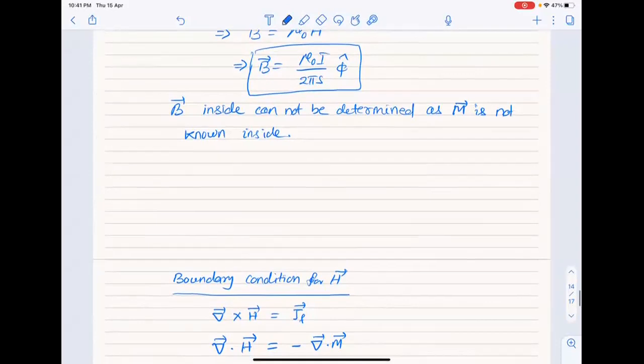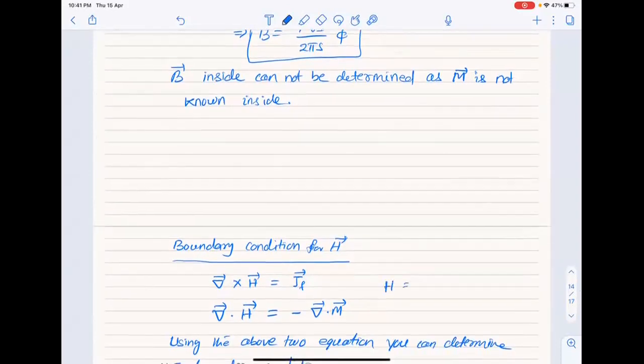So to determine the boundary conditions, we use two equations. One is your del cross H, which you already know, Ampere's law, which is nothing but J free. Del dot H you can calculate from this expression. So your H is what? H is nothing but B over mu 0 minus M. Now if you calculate del dot H, it is all vectors here, which is nothing but del dot B, which is 0, minus del dot M. So that's why this part is 0. So you're only left with minus del dot M. Okay, so that's what I've written here. So I'll erase this part.